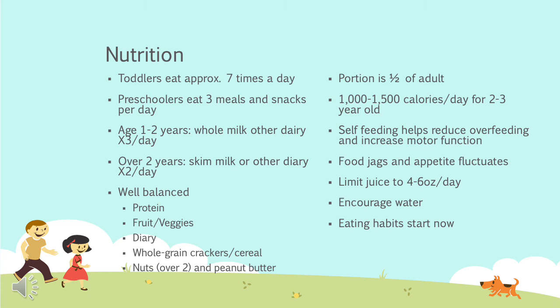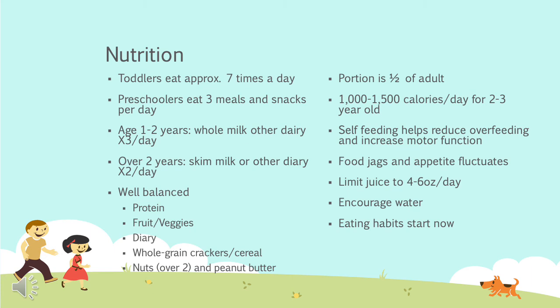But just know that it fluctuates, and then all of a sudden they're going to be eating you out of house and home and constantly on the go again. They're also very picky eaters. So sometimes it's difficult and very challenging for parents to get in the appropriate amount of fruits and vegetables or protein or iron. So just having a lot of healthy choices constantly available will help that.